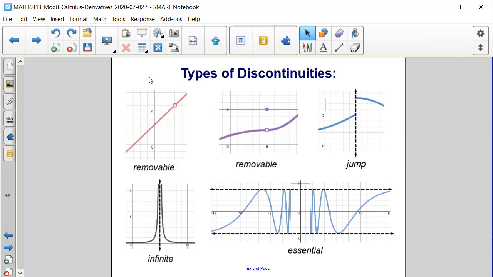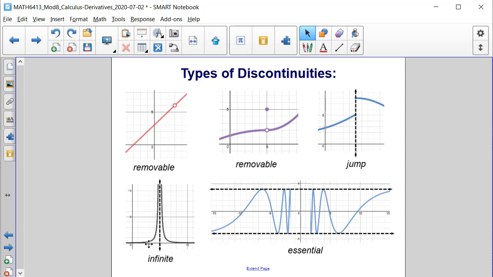There are a couple of different types of discontinuities that are possible for functions. The first one is removable. Those usually happen in rational functions when the same factor occurs in both the numerator and denominator. Another removable discontinuity looks like this. It has a hole in the graph, but then the function is defined at another random point. Another discontinuity is a big jump. Usually occurs with piecewise functions or with step functions.